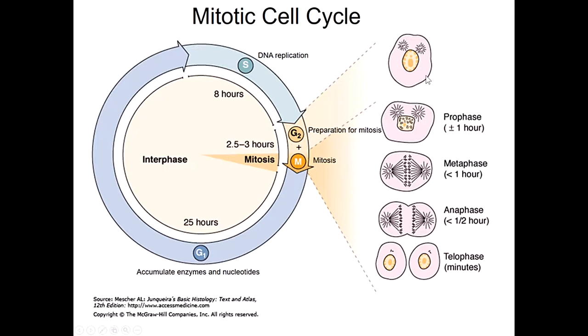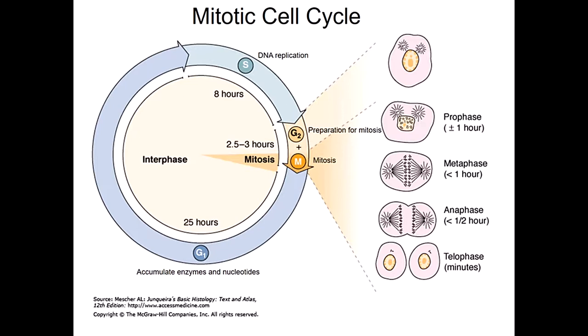So this is the cell cycle, G1, S, G2, M. This happens for most cells of the body. Some of them are terminally differentiated, but most of them are not. Is that a question? Yeah. That's G0, when the cells are quiescent.